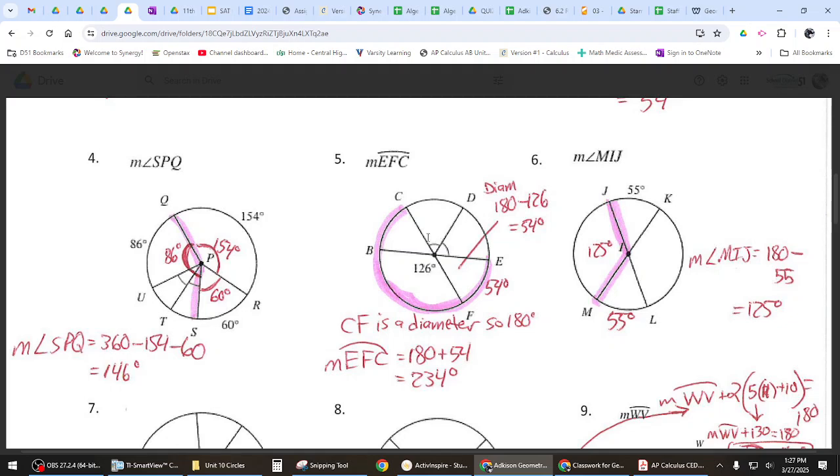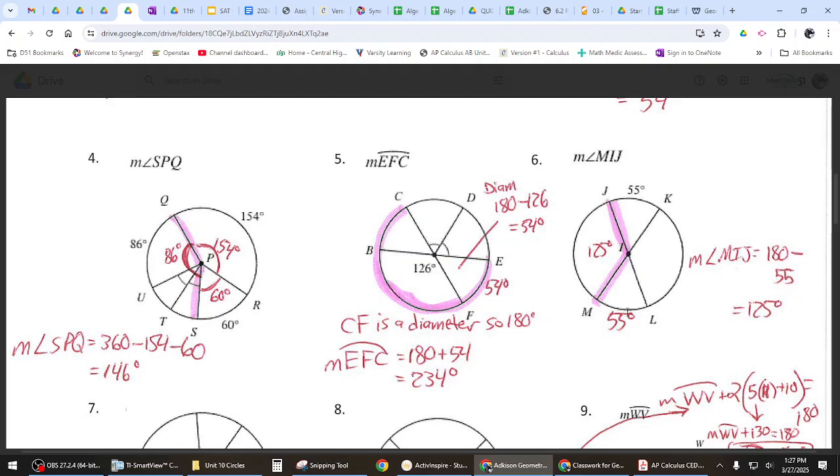Yeah, so these two we said add up to 126. And this is a diameter, so we can just subtract. Okay, and then again, that vertical angles thing, that's coming up a lot, so it's a good tool to use. Here again, actually, 55 can be copied down to the bottom at ML for vertical angles.